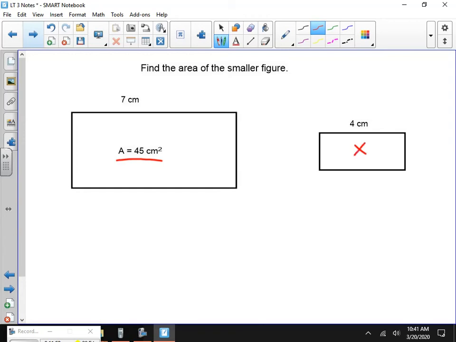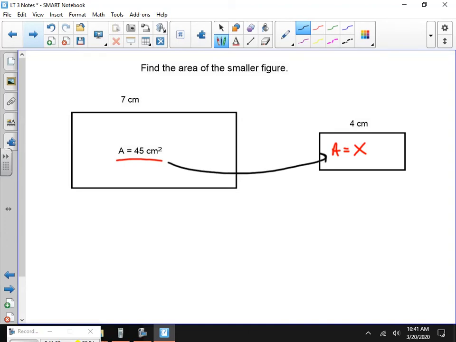Okay, remember step 1 is to identify or make the ratio that they give you. If I look between the areas, I don't have that one. I've got to find it. But if I look between the side lengths that they give me, I have both side lengths. Okay, this is the side ratio.